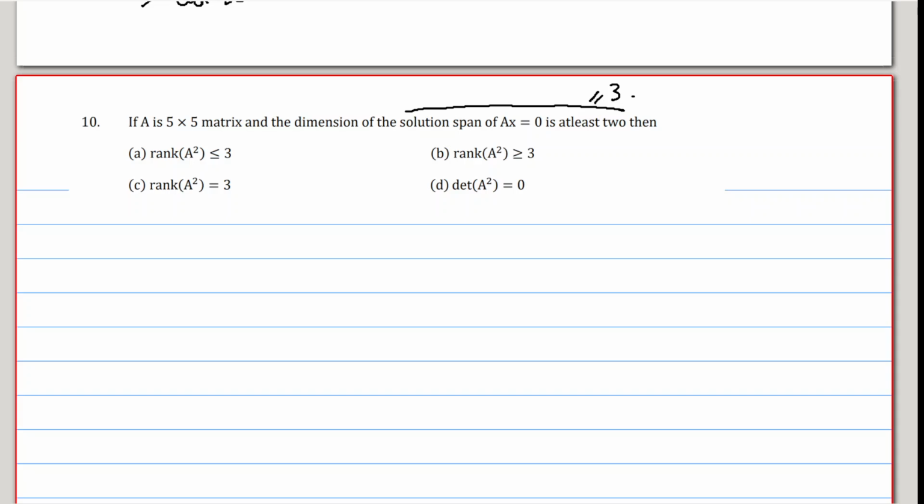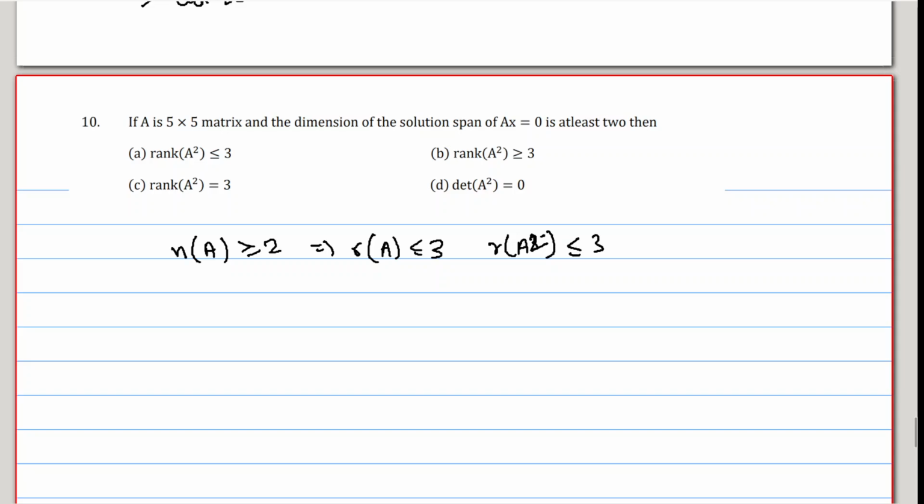Yeah, so they're saying the solution span is at least 2, so it can be 3 also. In this case, if the solution span is 3, then the rank will be 2. So basically, they're saying that the nullity is greater than or equal to 2. That means the rank is less than or equal to 3. Rank of A square will be 0, 1, 2, 3, less than or equal to 3, right?